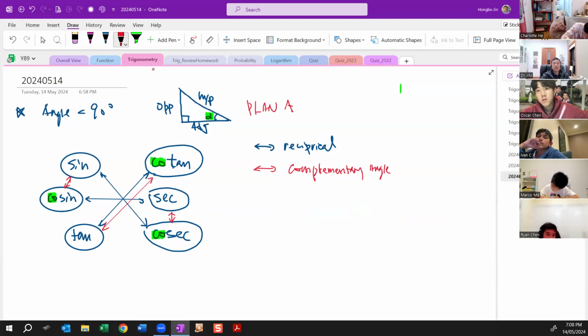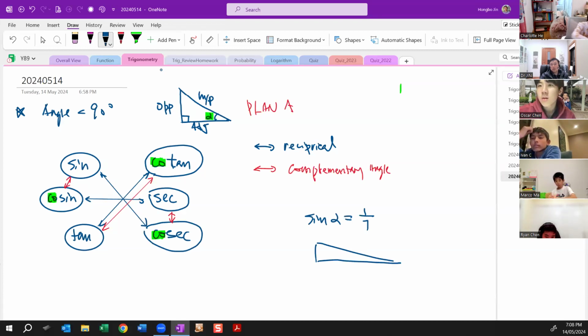This is plan A. What do I mean by plan A? For example, I'm just making this up here. If I have sine alpha equal to 1/7, and you want to calculate the cotangent, you won't have any direct way to calculate cotangent anyway. So plan A is used. What you do is quickly draw this: that's a 7, that's a 1, that's root 48. 49 minus 1 is 48, and root 48 is 4 root 3.